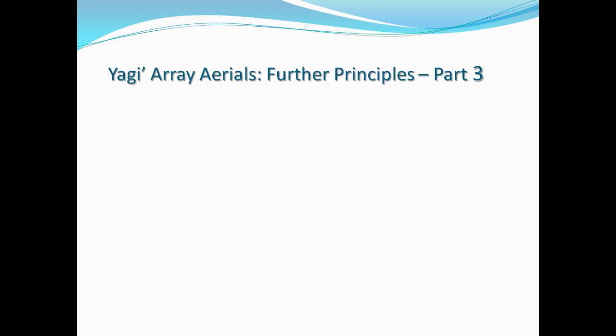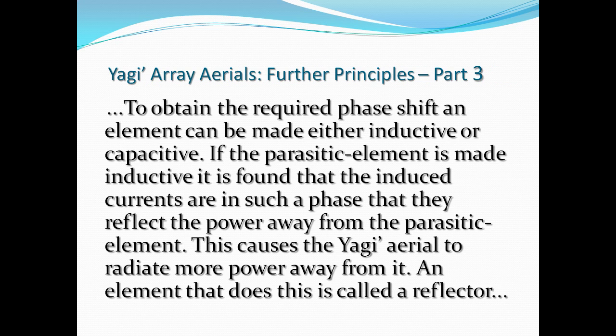Yagi array aerials, further principles, part 3. To obtain the required phase shift, an element can be made either inductive or capacitive. If the parasitic element is made inductive, it's found that the induced currents are in such a phase that they reflect the power away from the parasitic element. This causes the Yagi aerial to radiate more power away from it. An element that does this is called a reflector.